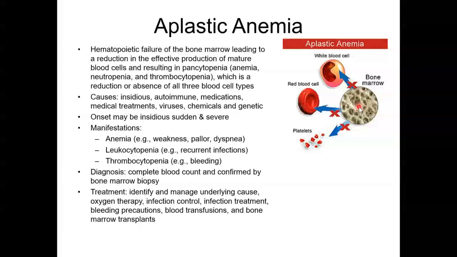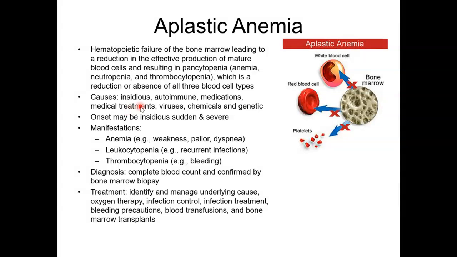And with that failure of hematopoiesis in the bone marrow, we have low white blood cells, low red blood cells, low platelets: anemia, neutropenia, and thrombocytopenia, which is a reduction or absence of all three of those blood cell types. What are the causes?